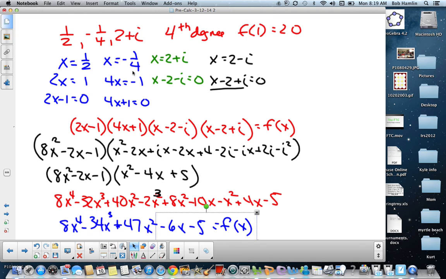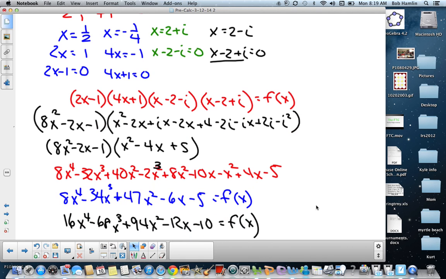Over here, you need to multiply both sides by 4 to get 4x. Then bring the -1 over to give you 4x plus 1. Now, here are your 4 factors that you have. Multiply all this together. Simplify all your like terms.